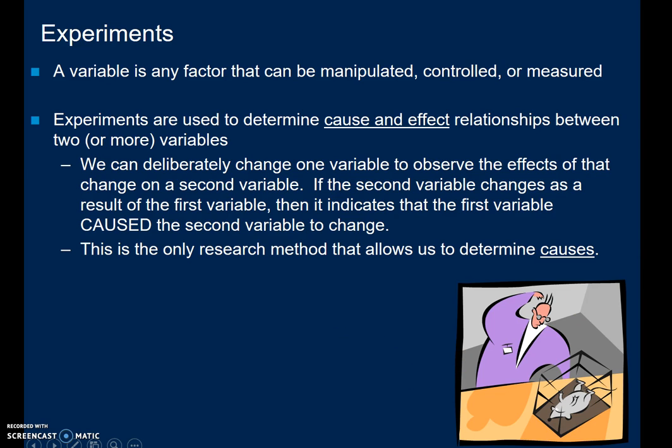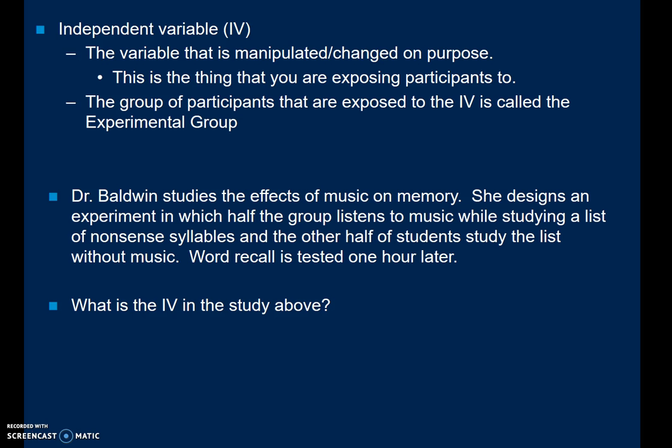And again, this is something unique about experiments, and that's why experiments are the only research method that allows us to determine the causes. As we work through an example here, hopefully you'll see exactly why that is, what's unique and special about experiments. So first of all, the independent variable is the variable that the researcher will manipulate or change on purpose. You might think of this as the thing that participants in the experiment are going to be exposed to. Right? The researcher is exposing them to something on purpose. And the group that receives the independent variable, those participants, we call them the experimental group.